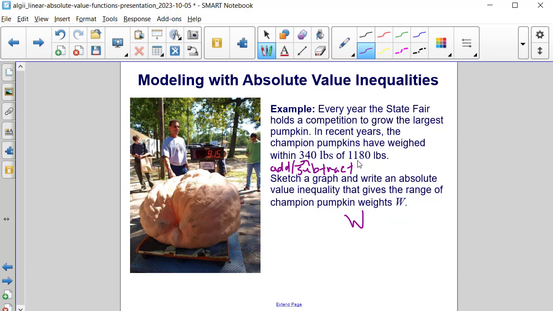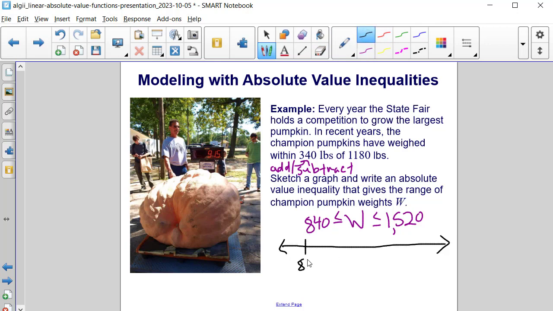So if we add 340 to 1,180, we would end up getting 1,520 pounds. And if we subtract 340 from 1,180 pounds, we would end up getting 840 pounds. So therefore, the acceptable weights, or the weight range of champion pumpkins, have been between 840 pounds and 1,520 pounds. So a graph of this would look something like this.